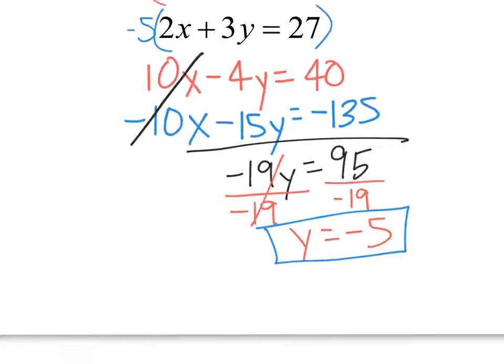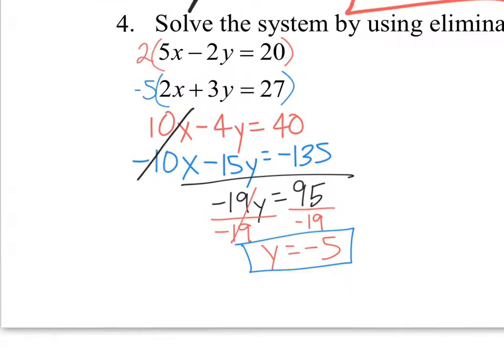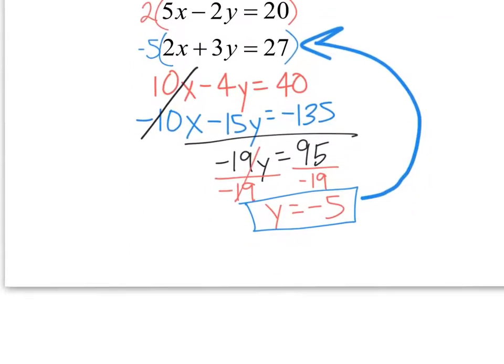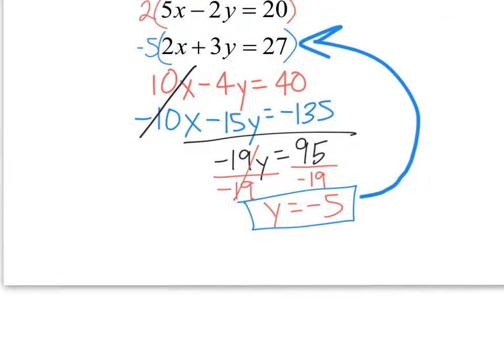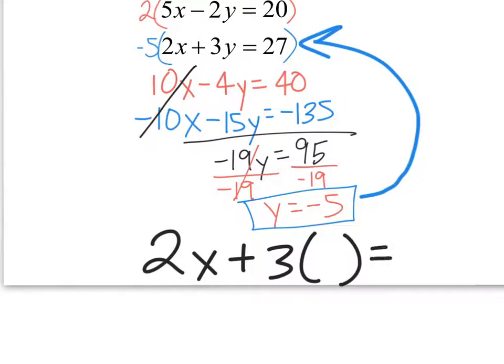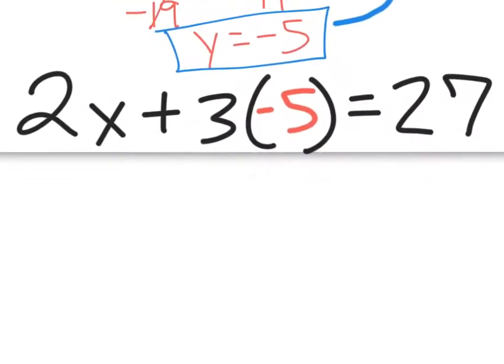Amazing. All right. So now what we're going to do is take this and plug it back into one of these equations. Let's pop it back into the bottom one. Okay. So I'm going to rewrite this, but instead, well, you'll see what I'm going to do. 2x, we don't know what the value of x is, plus 3, open parentheses, equals 27. So where previously there was the y, I'm now going to plug in this negative 5.